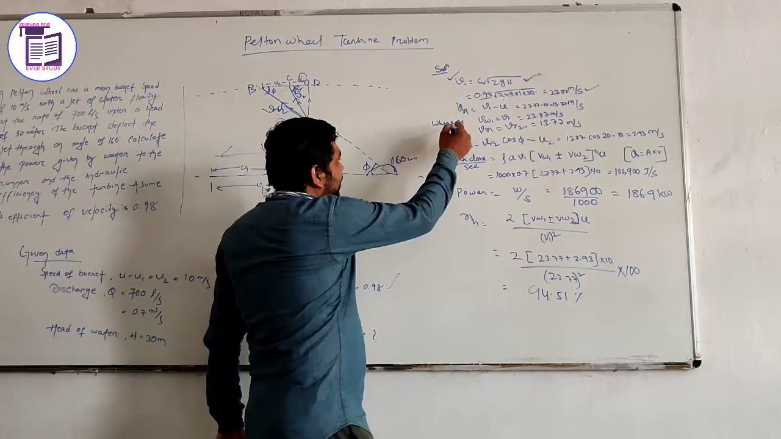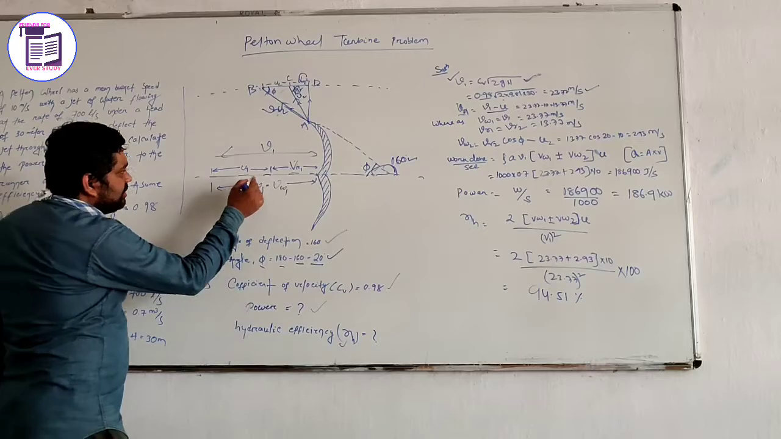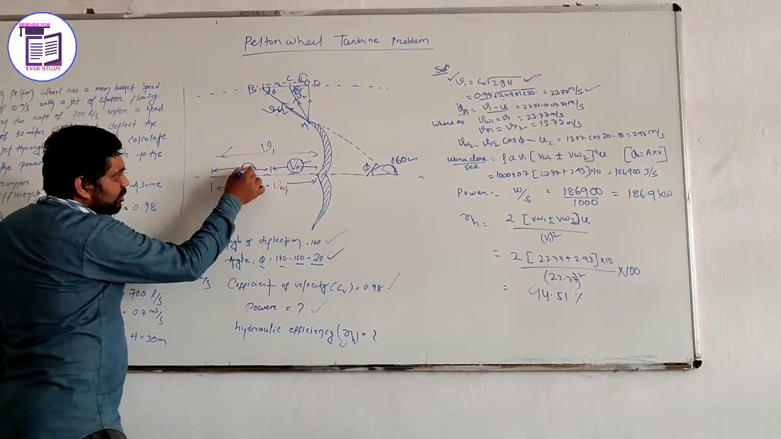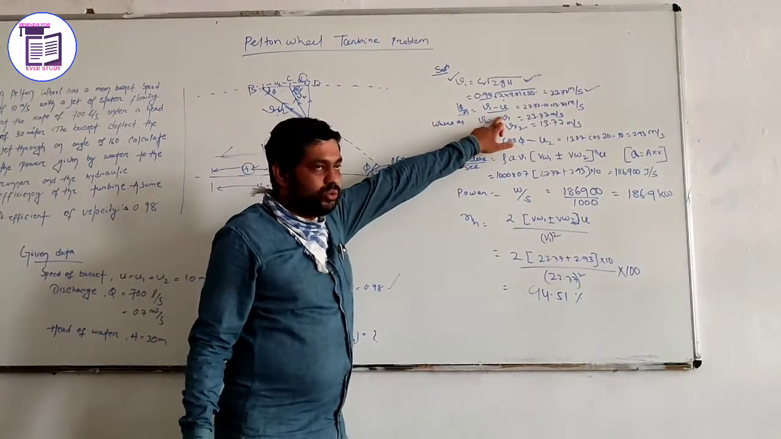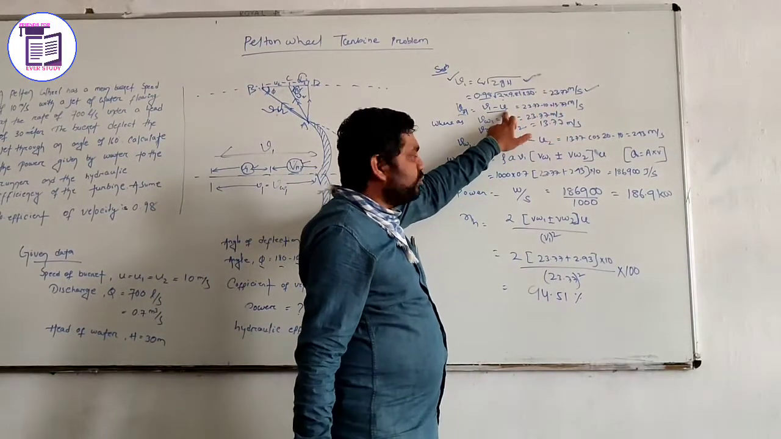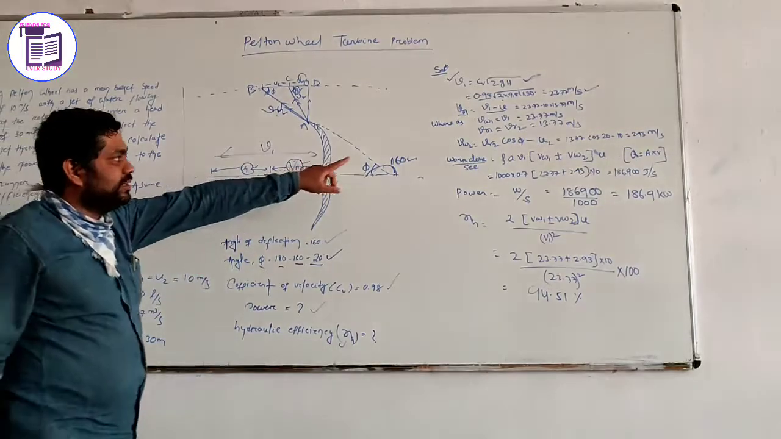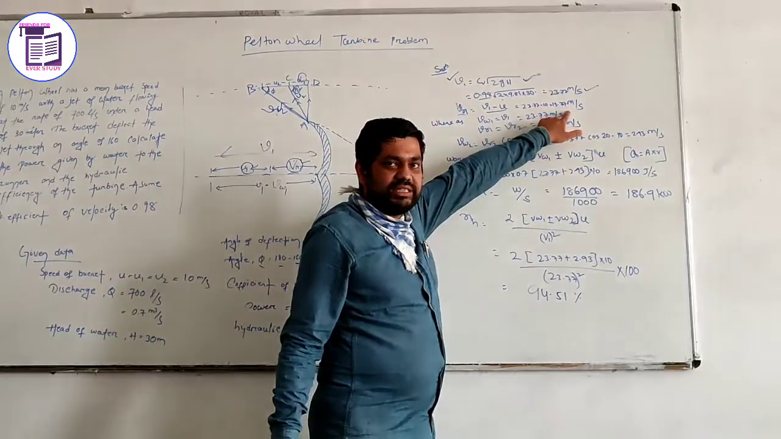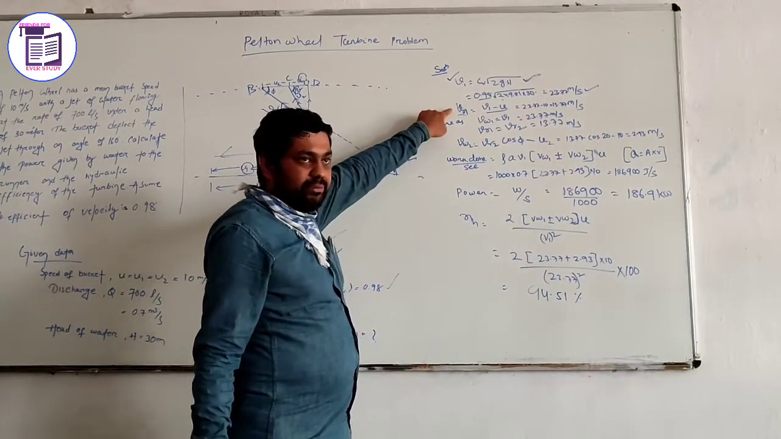What is it? VR1 is equal to V1 minus U. Look here, this is your VR1 and this total is your V1. This is your U1. That's why VR1 is equal to V1 minus U. Your V1 value is 23.77. Now U is already given in your data, that is 10 meters per second. Now 23.77 minus 10, the value is 13.77 meters per second. Now you can find the values of V1 and VR1.